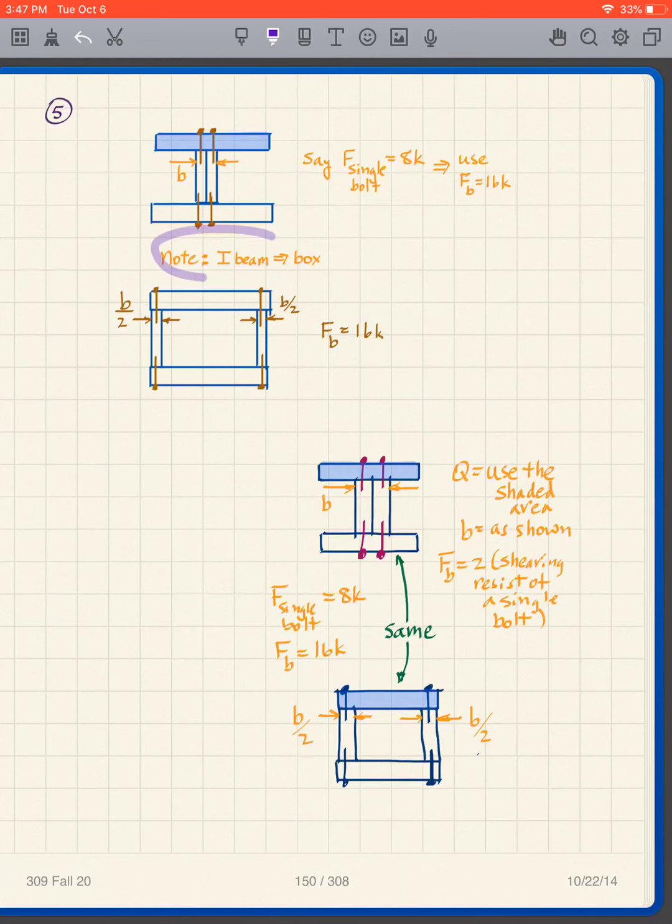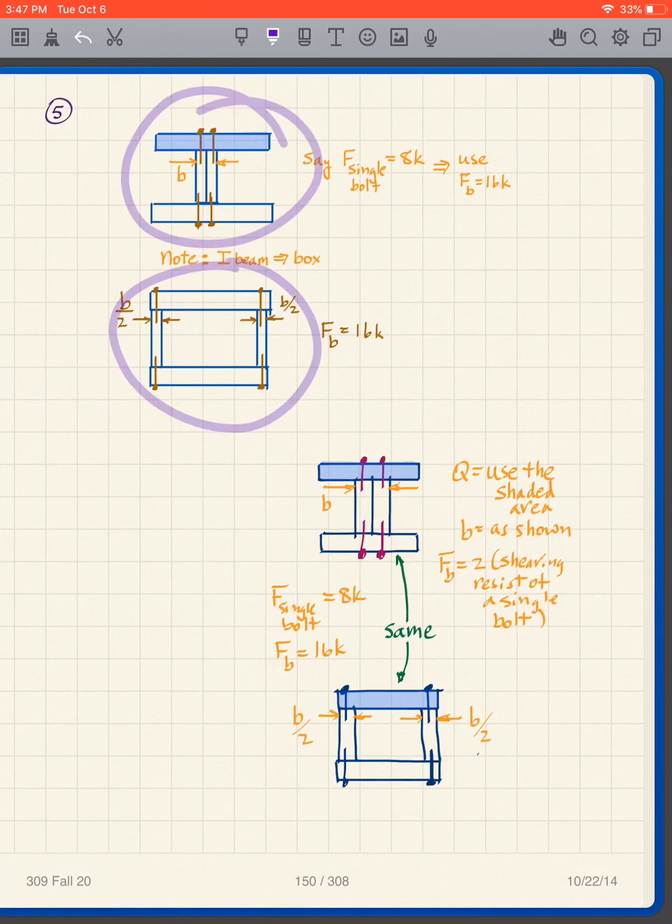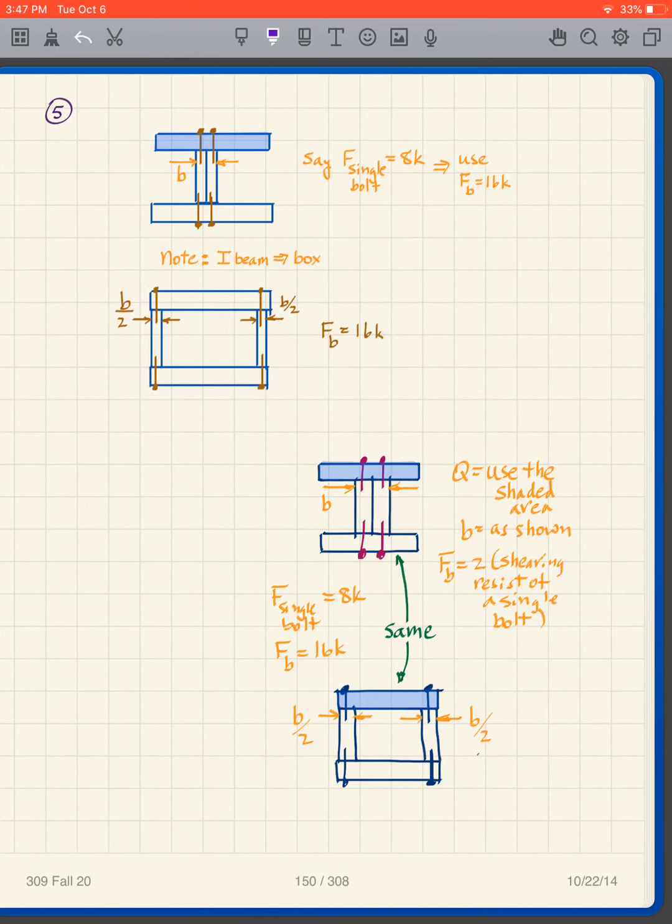Now remember we talked about how an I-beam is like a box. I could take both of these web pieces, move them out, and then I get a box that looks like that. And since this is the same as this, I better get the same result. So what do I have then? I need to have, again, my FB would be 16 kips, and this would be B over 2. Make sure that you analyze it in that way. You can reason it out as being like an I-beam here.